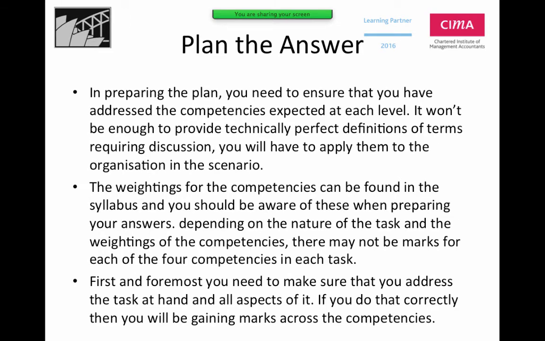You need to address the competencies, right? That is important, and that is the 4 competencies. You just write it on your scratch pad as you go into the exam. These are the 4 competencies that they're looking for, because then you don't forget when you're writing your answer, right?